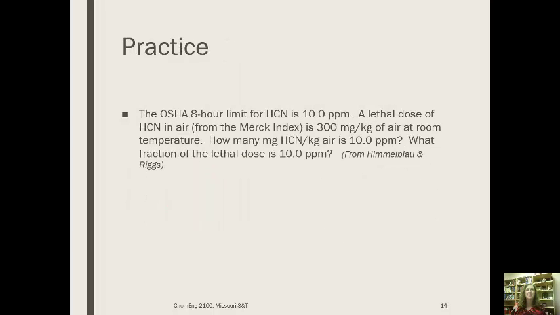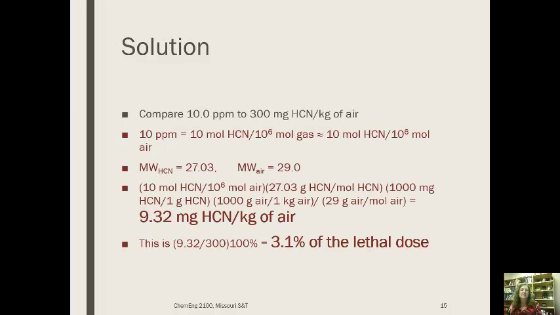So just a little problem. An OSHA 8-hour limit for HCN, hydrogen cyanide, is 10 part per million. A lethal dose of HCN in air, according to the Merck Index, where they record these things, is 300 milligrams per kilogram of air at room temperature. So what we want to know is how many milligrams of HCN per kilogram of air is this 10 ppm? So what fraction of the lethal dose is this? So turn one of them into the other one.